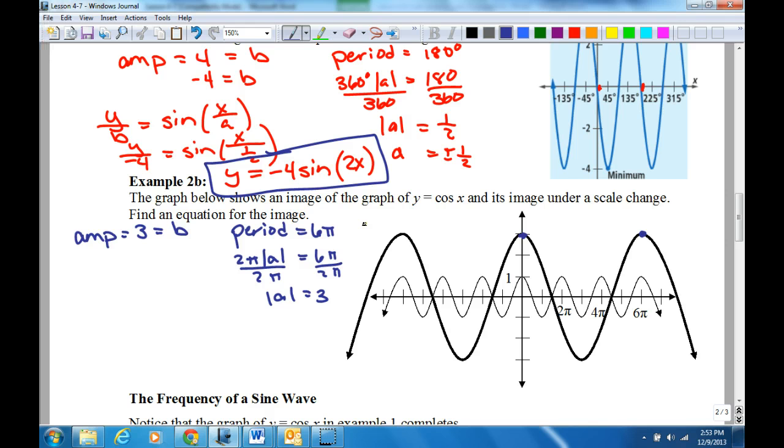Okay, so how am I going to write my equation? Y over 3. Yep. Sine x over 3. And then y equals 3 sine 3x. Actually, this stays the same because it's not in fraction form anymore. Good. That's it.